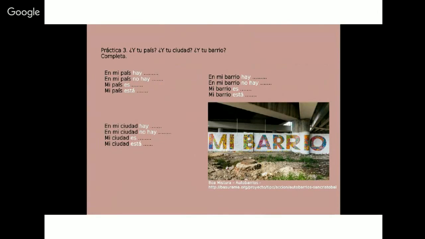Ok, ahora en mi barrio. En mi barrio, in my neighborhood. En mi barrio hay una playa. Muy bien. En mi barrio no hay mucho crimen. Ok, muy bien. En mi barrio no hay mucho crimen. In my neighborhood, there's not much crime. Bien.